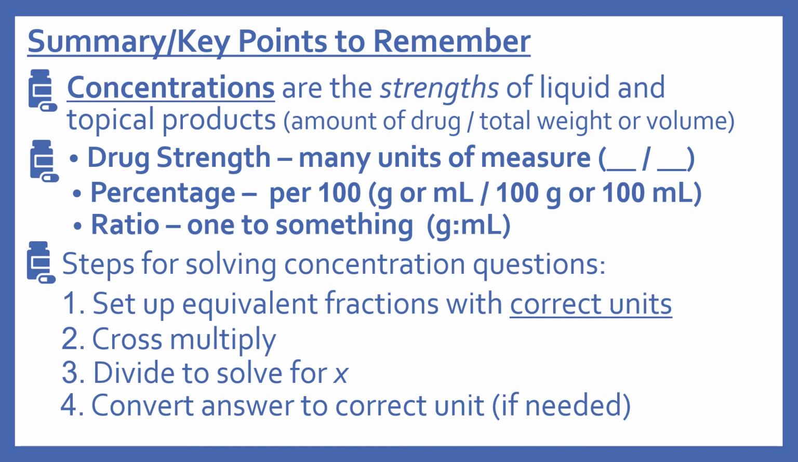And then there are ratio concentrations. Ratio generally means 1 to something, and the units for ratio concentrations are grams to milliliters. And the steps for solving concentration questions: First, we're going to set up equivalent fractions with correct units. Remember, our top numbers of the fractions have to match units, and the bottom numbers of the fractions have to match units. We're going to cross multiply, and then divide to solve for x, and then we'll convert our answer to the correct unit, what was asked in the question, if needed. That isn't always necessary.